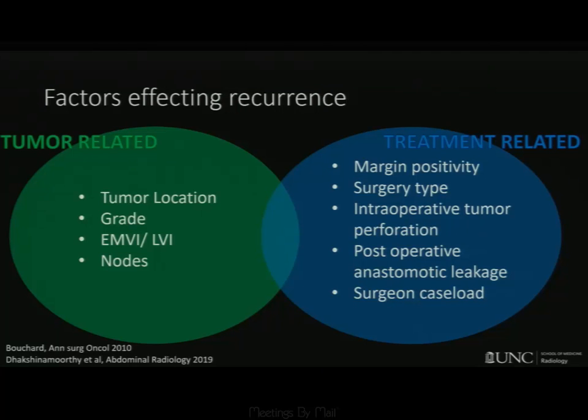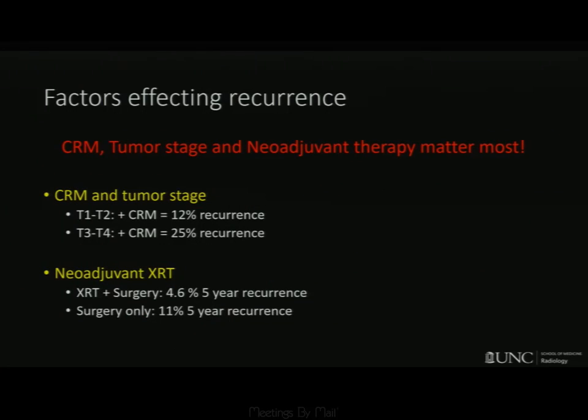But then we could also look at what we do to the patient. So positive margins, very big risk factor for recurrence. The surgery type does matter. Patients with APRs are more inclined to recur than those who have LARs. Things like intraoperative tumor perforation or postoperative anastomotic leakage, and also the surgeon caseload. Surgeons who do less than 10 to 12 cases have higher recurrence rates than those who don't. So a lot of these are getting triaged to multidisciplinary centers for more appropriate management.